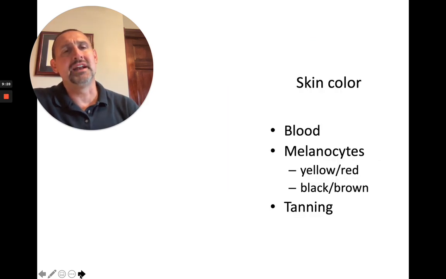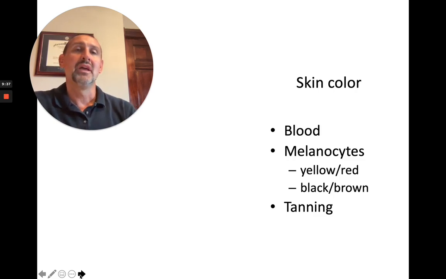There are several things that affect skin color. One of the things that affects skin color is blood. You might notice that when you're really hot, you turn red or embarrassed. You turn red in the face. There's two different kinds of melanocytes, melanin-producing cells. Cyte means cell.